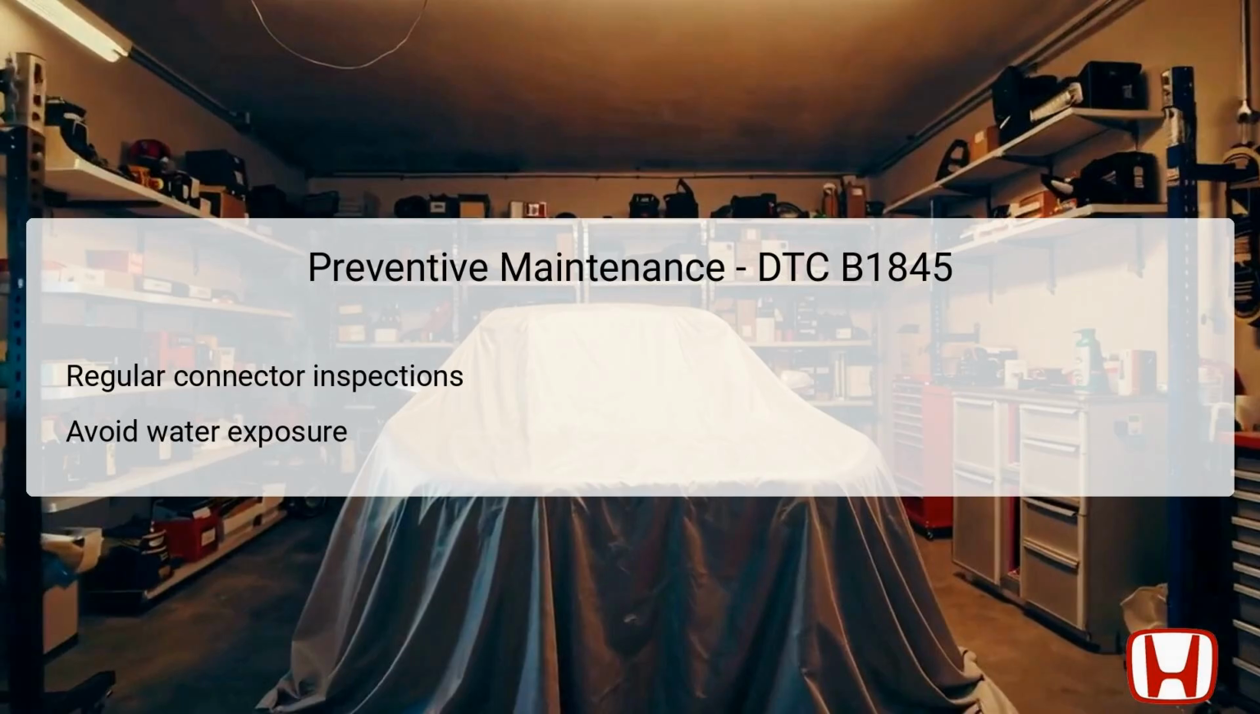Additionally, protecting electrical components from water exposure is essential, as moisture can easily lead to short circuits and erratic behavior. Making these checks part of a regular vehicle maintenance routine will help ensure that the power seat functionality remains reliable for years to come. This proactive approach will save time and costs associated with more extensive repairs later.